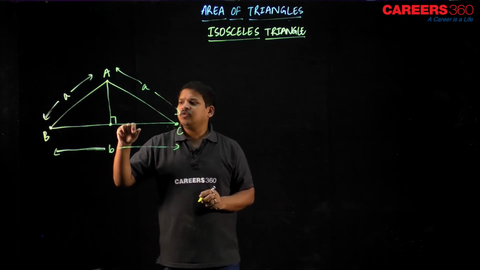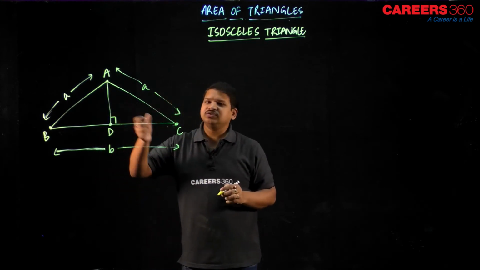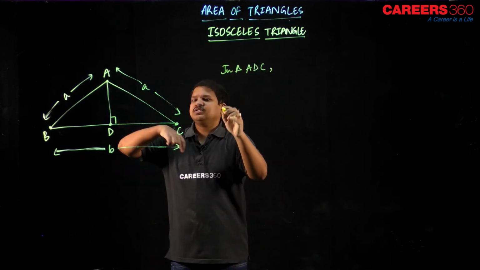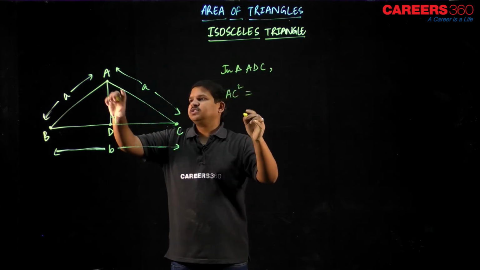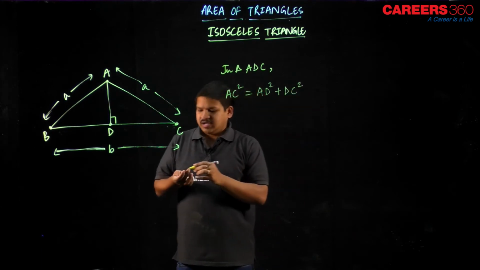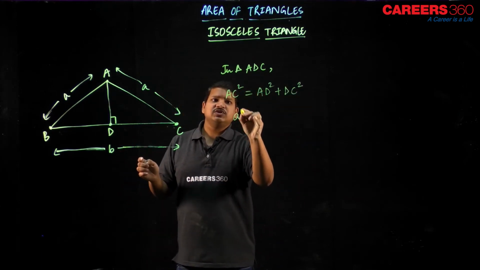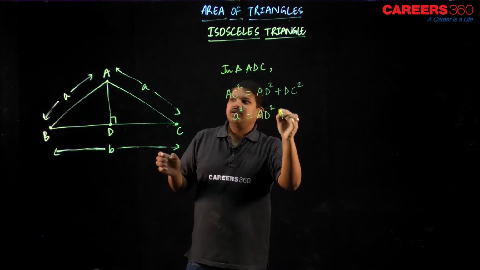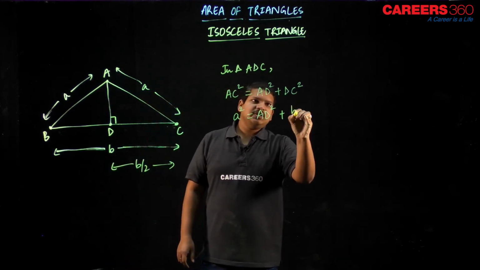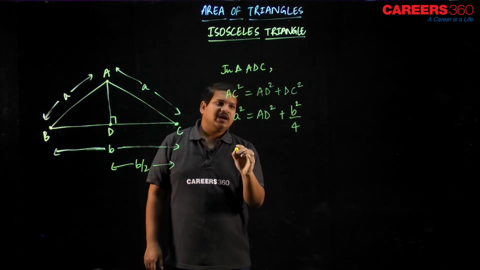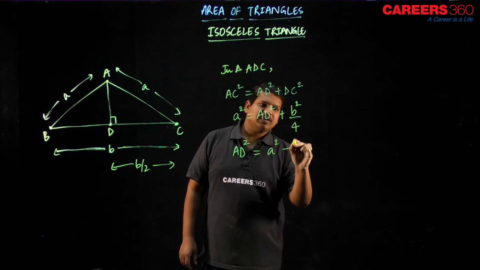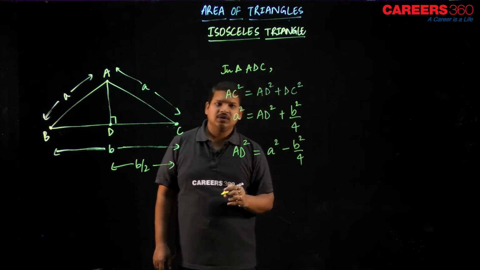So again I am quickly going to apply the Pythagoras theorem over here. So in triangle ADC, if I apply the Pythagoras theorem, what I will get is AC square is equal to AD square plus DC square, and I have AC square as A square, I don't know AD square, but I know DC, this value will be B by 2, so B square by 4, and from here I can get the value of AD square as A square minus B square upon 4, right?